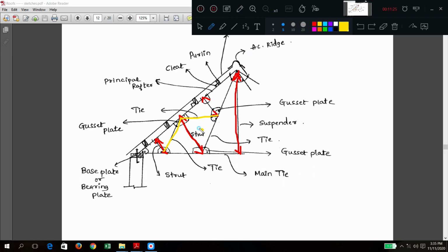See, the red ones are called struts. The yellow colored members are called ties. The name is given like this. Struts connect the principal rafter on one side and the tie beam on the other side. Ties connect the bottom of the struts on one side to the principal rafter on the other side. A tie is generally a common one which connects two elements. Simple.